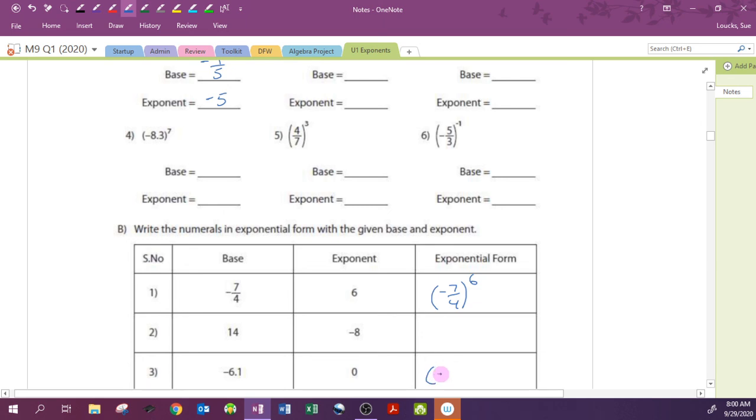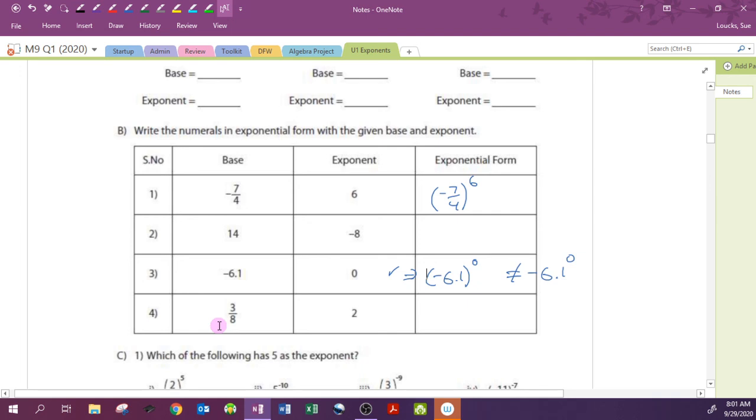And this one is going to be -6.1 to the 0. Because that's not the same thing as -6.1 to the 0. Those are not the same. Okay, this is the correct one here for this base. Okay, we'll go into that a bit more in the next lesson. But this is just about practicing what's the base, what's the exponent, and what does it look like when you put it together. That's all this is.